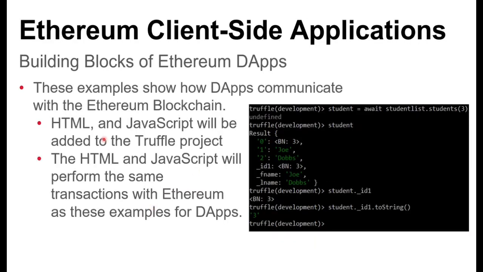And these examples show how, when we get to HTML and JavaScript, they will actually interact as well. So this is communicating right with the contract that has been deployed to Ganache. This will be the same idea, the same type of strategy, when we're working with a live Ethereum node.